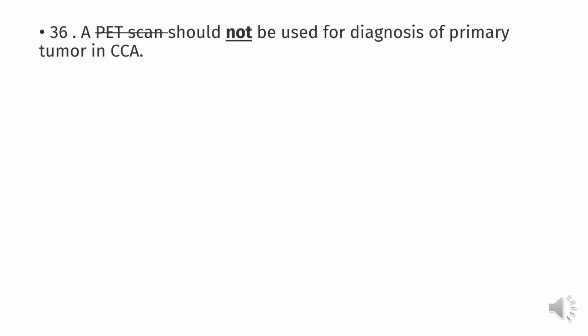Do I need a PET scan? No. A PET scan should not be used for diagnosis of the primary tumor in cholangiocarcinoma cases.